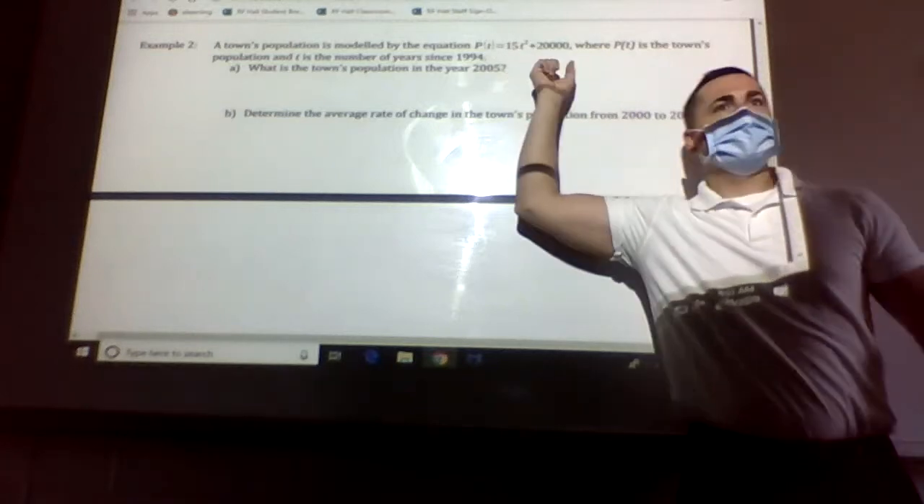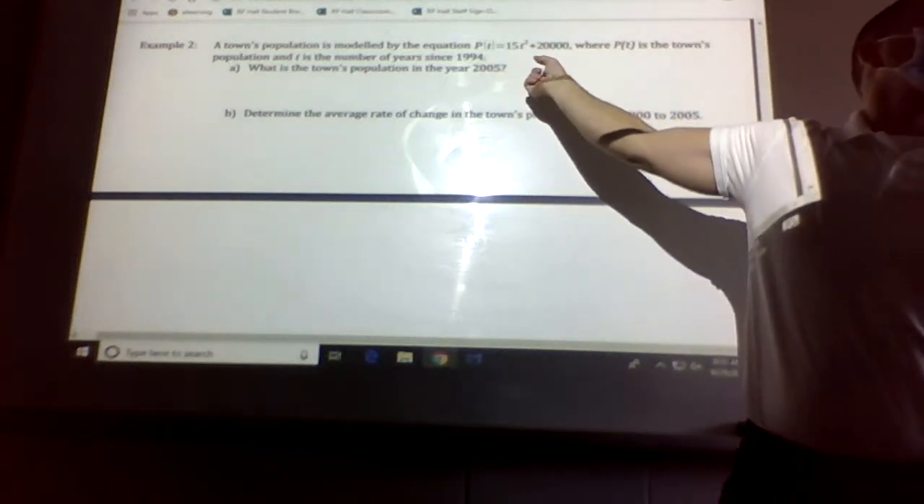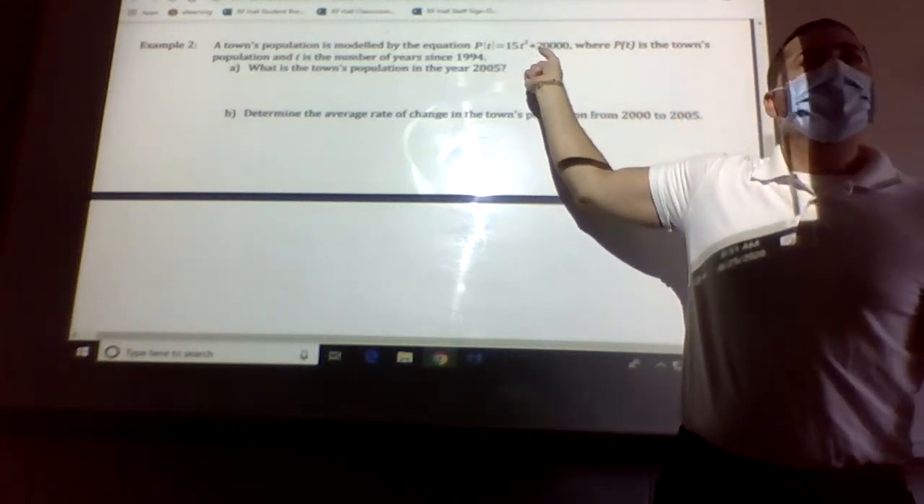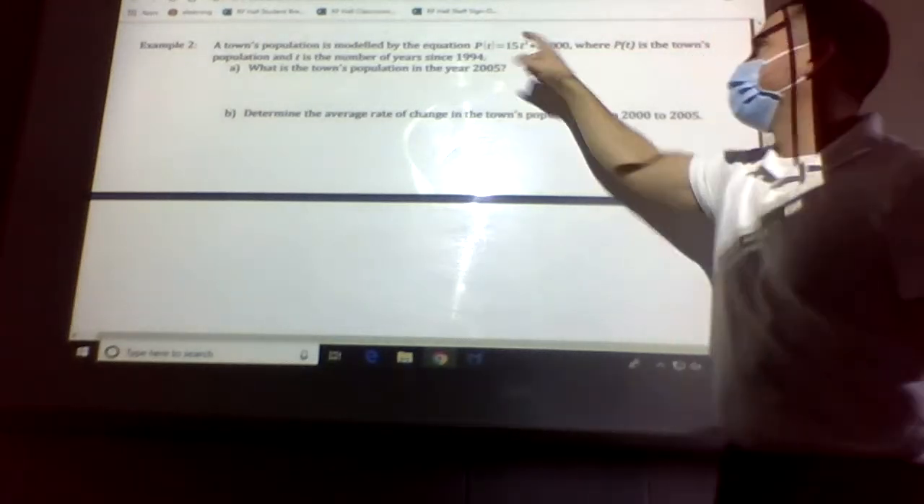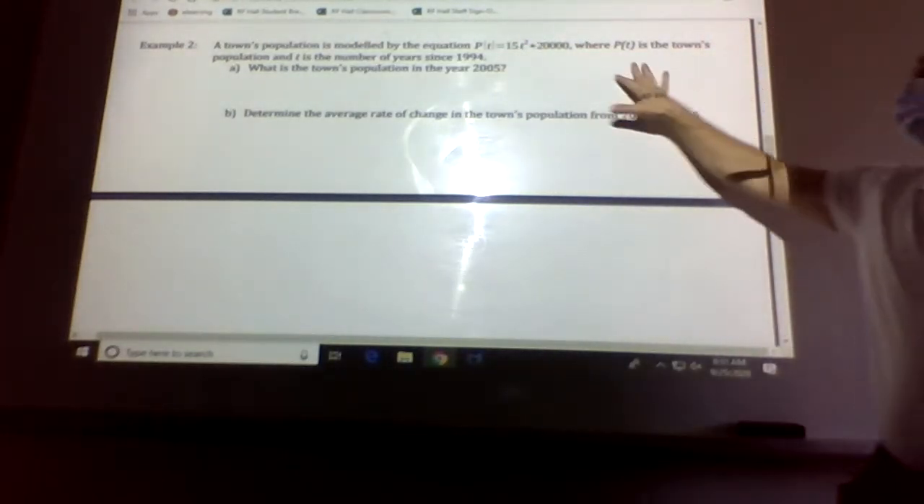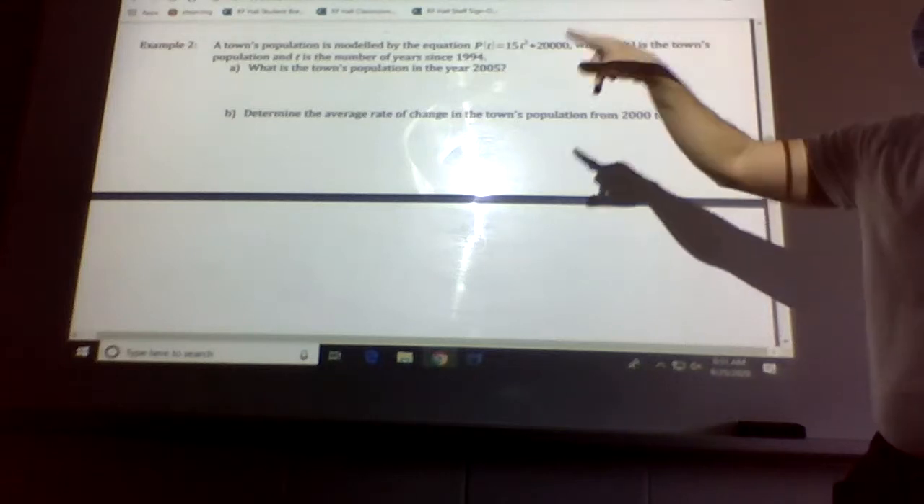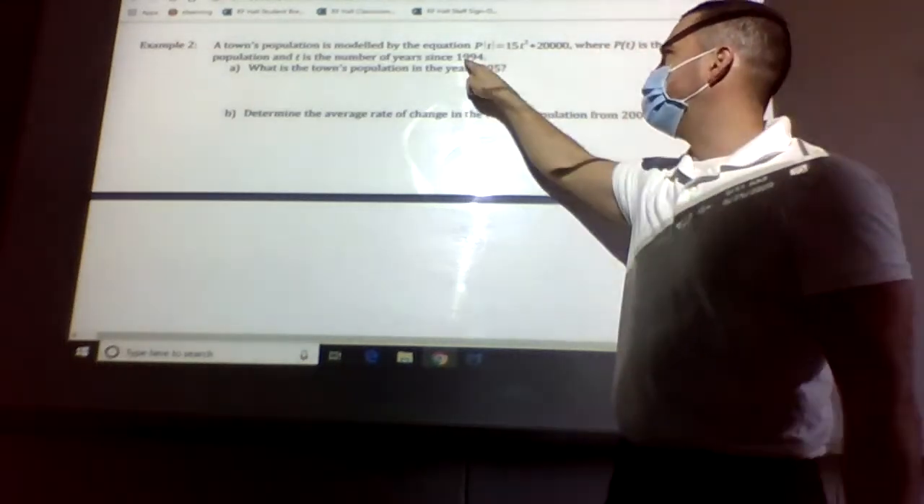Okay, a town's population is modeled by the equation. What type of function is this? Quadratic, good, because we have a squared. Our P of T is the town's population, and T is the number of years since 1994.